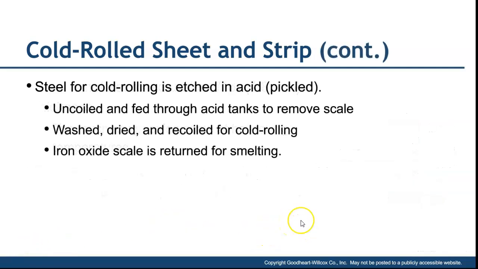Before we do that, the steel does need to be etched in acid. That helps to remove the scale. This is what they call pickling. Usually this is a hydrochloric acid or a sulfuric acid, and the coil is fed through these acid tanks where it's washed, it comes out, it's washed, it's dried, and then it's recoiled for the cold rolling process. That iron oxide scale is returned for smelting.